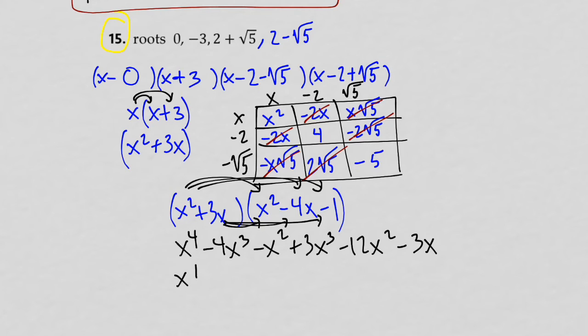X to the 4th is first. Negative 4x cubed is the next one. Negative x squared and negative 12x squared. These two together make negative 13x squared. And 3x cubed, oops, I messed up, didn't I? Let me erase that. Completely missed that x cubed. Okay, so x to the 4th, negative 4x cubed and positive 3x cubed make negative x cubed.